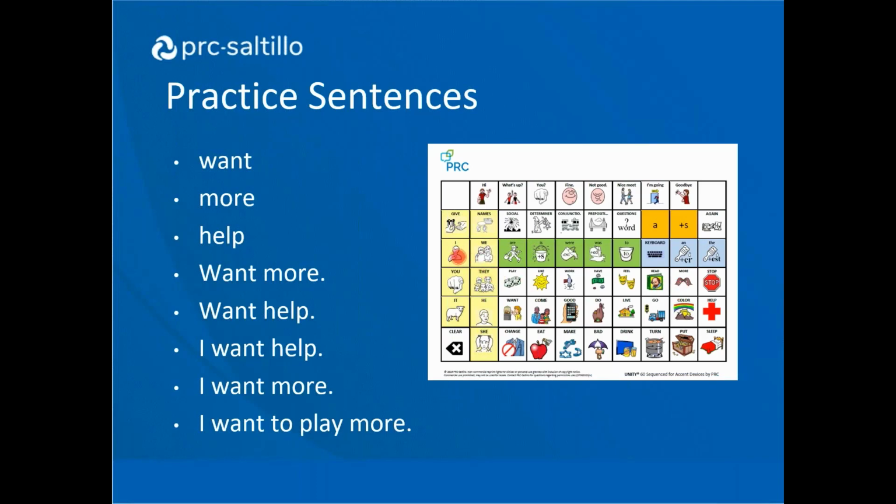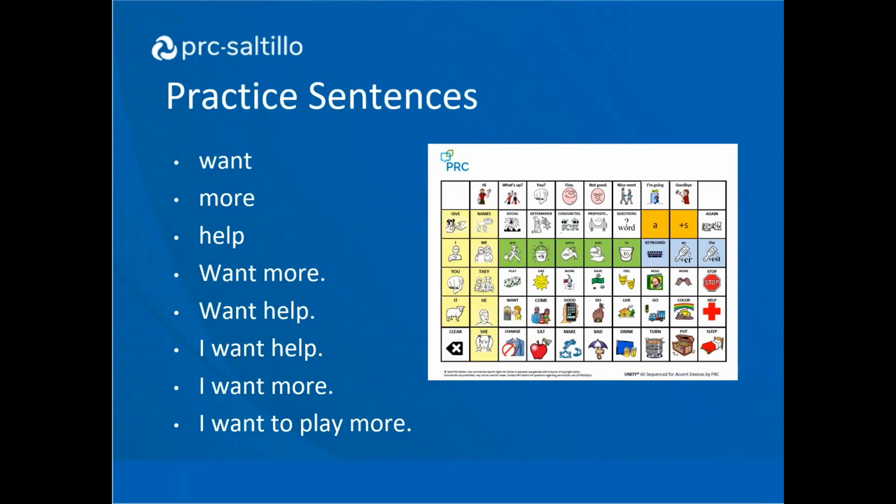And we could add in one of those verbs, play. I want to. Green word, to. Play is the dice, and then more over on that right-hand side. So you could see how using Unity, we could grow from that single word to the phrase to the sentence all within one program.